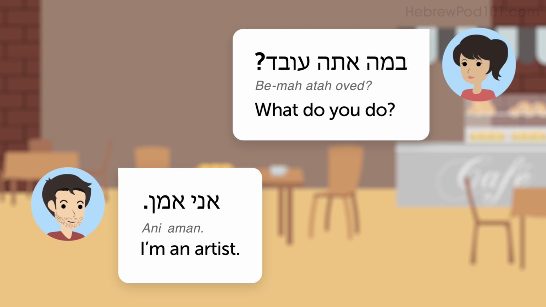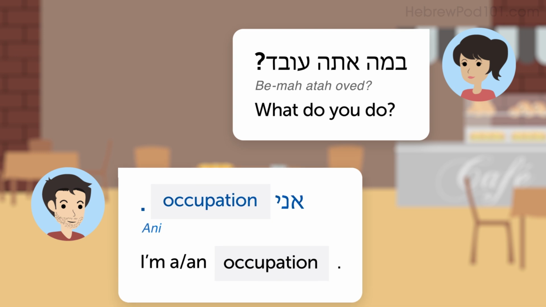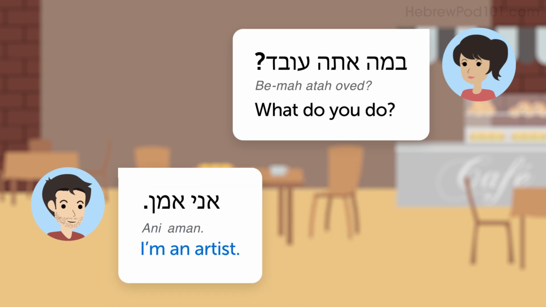Now, how do you answer this question? This is the pattern you'll need. אני, your occupation. I'm an, your occupation. For example, I'm an artist. אני אמן.